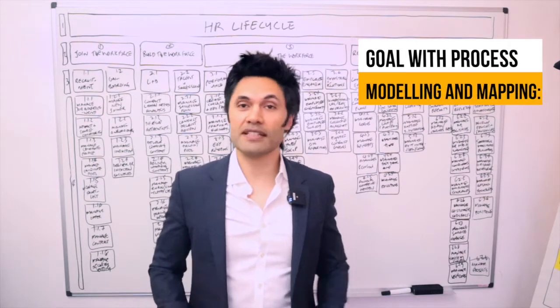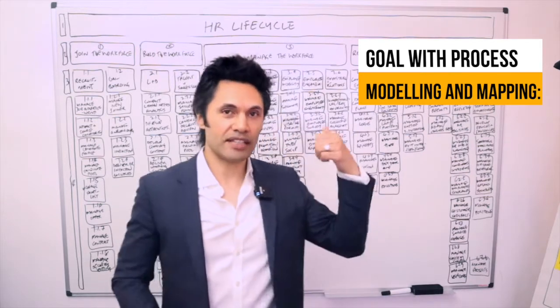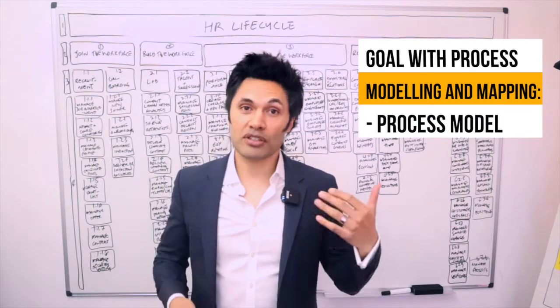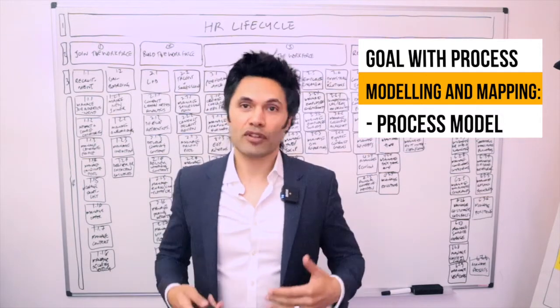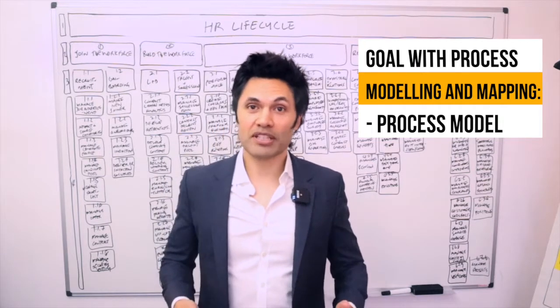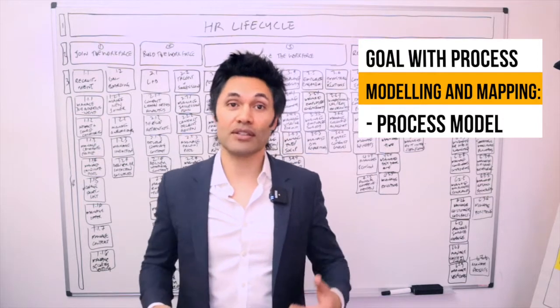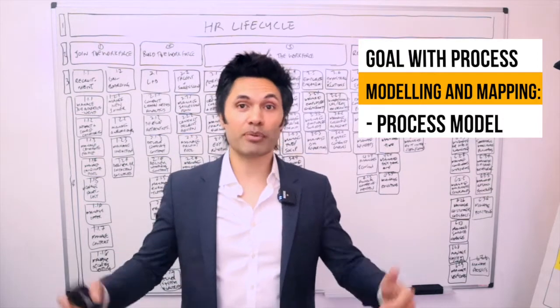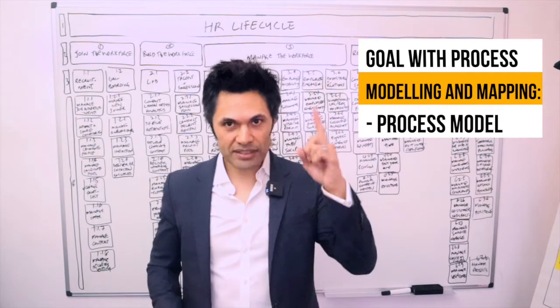The goal of process mapping is two things. First is to get the process model. The process model is going to tell you the universe of processes that are in scope for the organization, from which you will target those processes that are in scope for your transformation. Do you know why? Sometimes, in fact almost all of the time, it's only some of the processes in the organization, and not all of the processes, that are in scope for your transformation. So that's the first part.